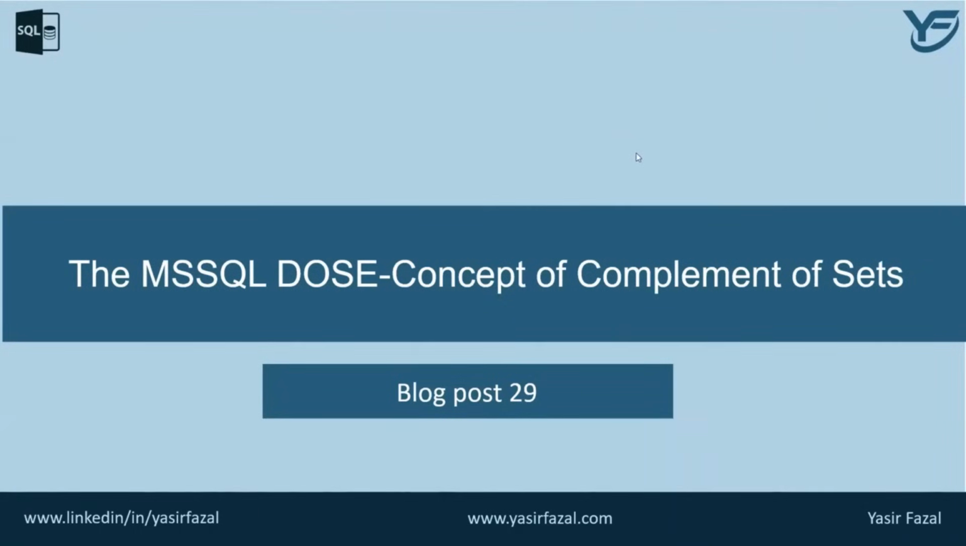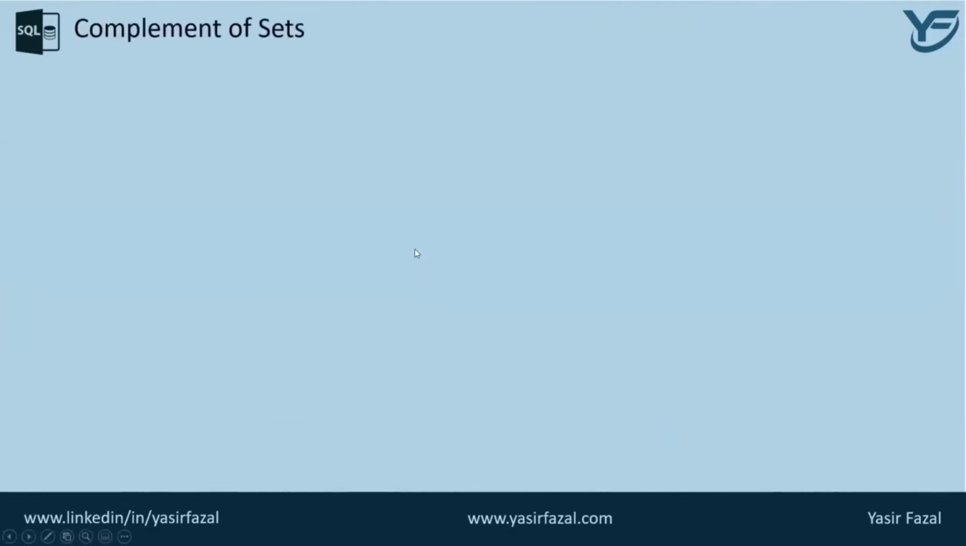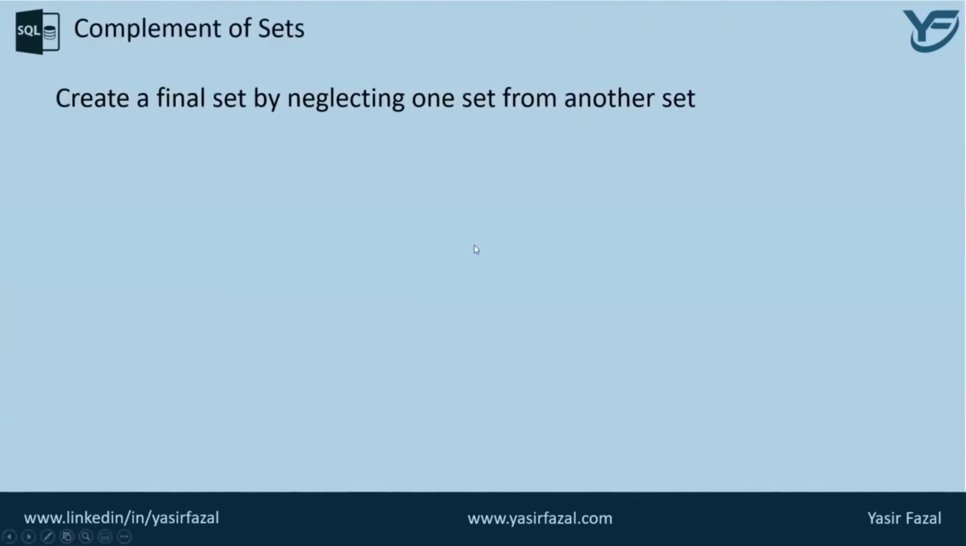In this blog post, I'm going to discuss the concept of complements of sets. So let us start with the concept. When we need to define the complement of a set or set of sets, it means we need to create a final set by neglecting one set from another set. So what does that mean? Let us understand this by utilizing a diagram.